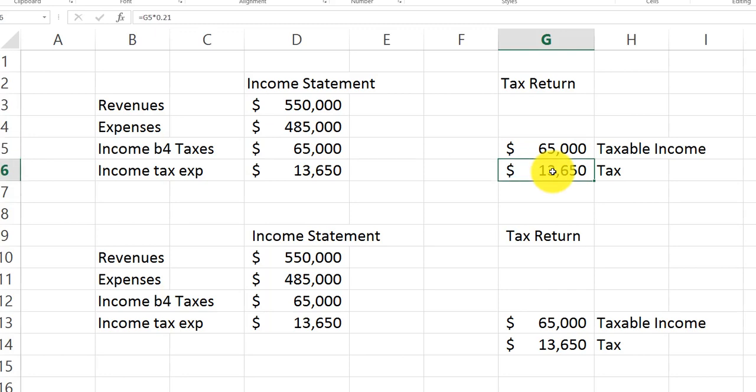The current corporate tax rate is 21%. We'd take 21% of that, $13,650. That would become my income tax expense. We would debit income tax expense. We would credit income taxes payable, because when we send in our tax return we need to pay that $13,650.